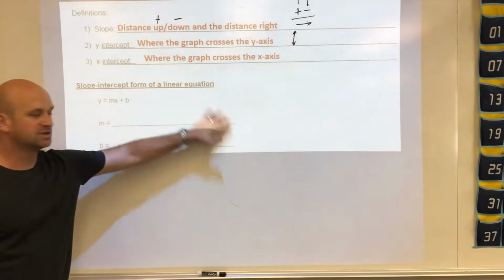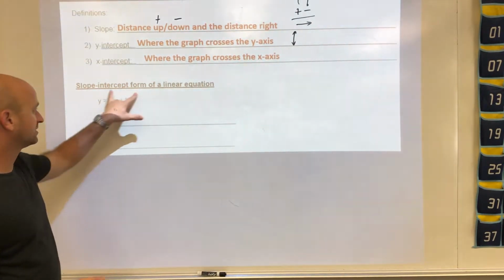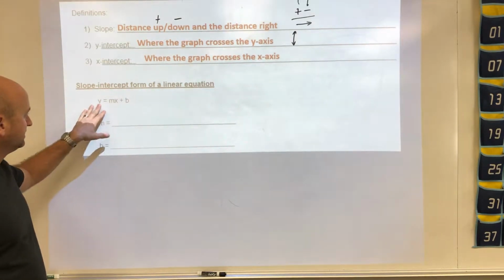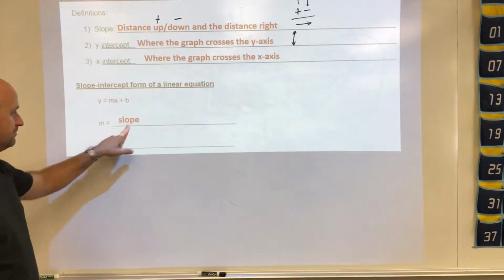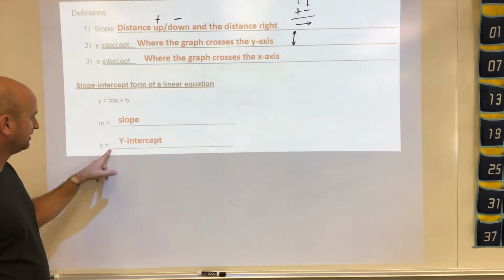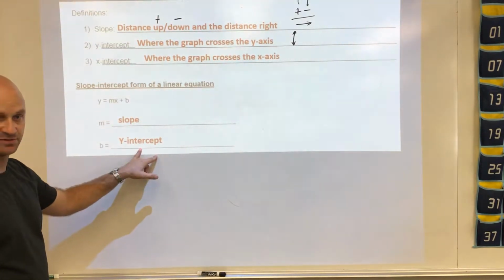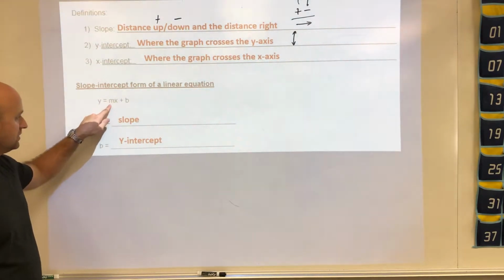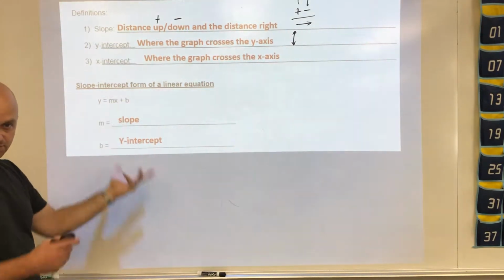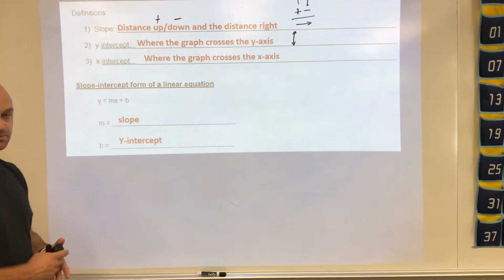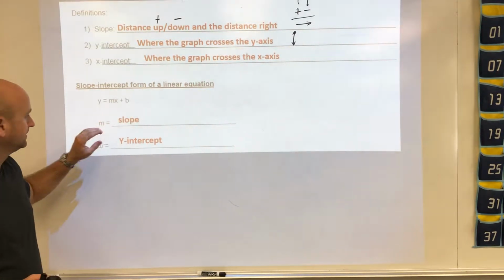All right, so there's two types of forms that we deal with. One form is called slope-intercept form. And in this form, the slope is the m. The b value in the equation is the y-intercept, which is where we get slope-intercept from. Now, you have to know the slope comes from m and that m is the slope. Depending on the types of problems, you'll see these interchanged.